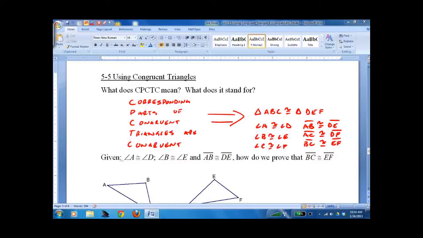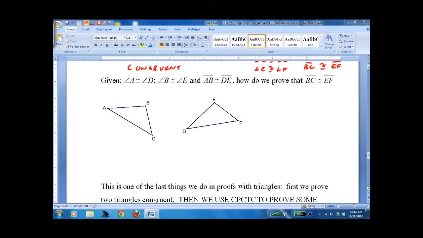Now, to prove that the two triangles are congruent, I needed three of those pieces already. Side angle side, side side side, that sort of thing. But now that I've got it, I know all six. This is a simplistic concept, but a lot of people struggle with it. Best to learn by example.